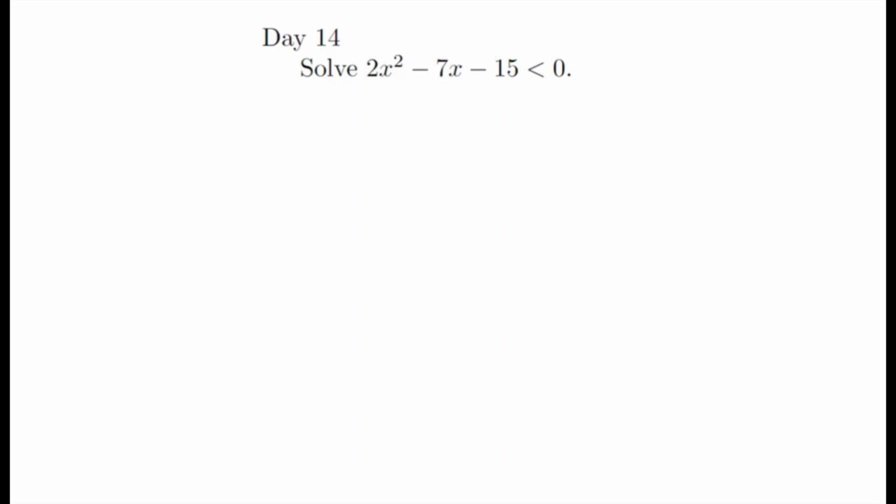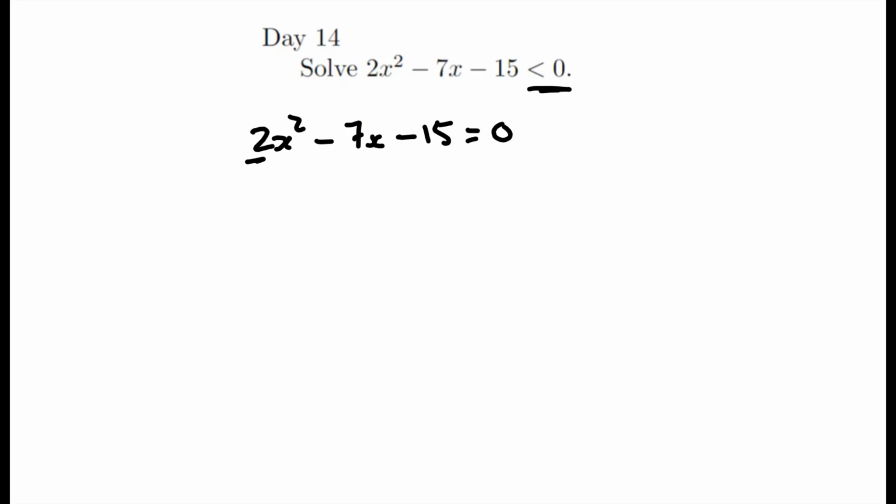So the question we were given yesterday was solve 2x squared, take away 7x, take away 15 being less than 0. So what we're going to do is we're actually going to solve this same expression but equal to 0. Now, as this is a non-calculator question, I'm going to do this by factorising.